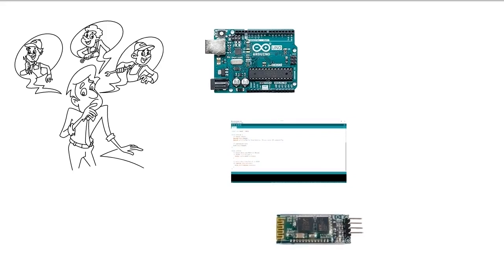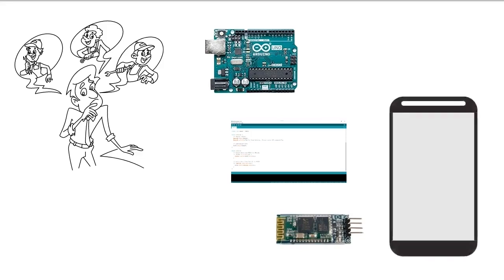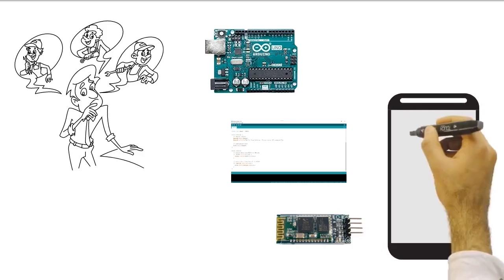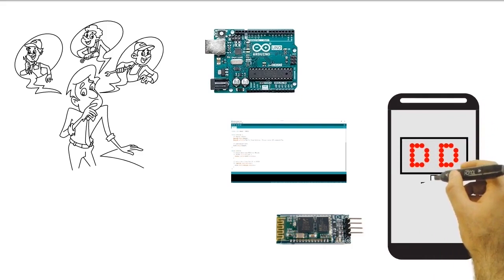Write a simple sketch to configure HC-06. Bind HC-06 to Android phone. Finally, write another sketch that makes use of DumbDisplay for the well-known LED blink test.